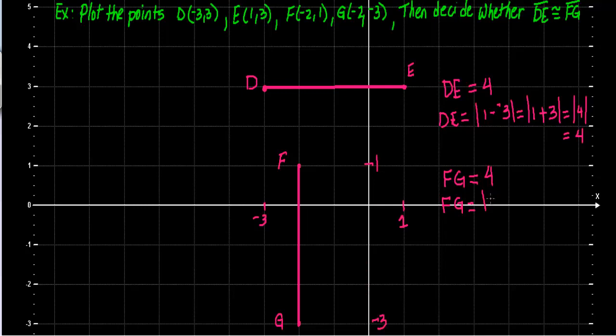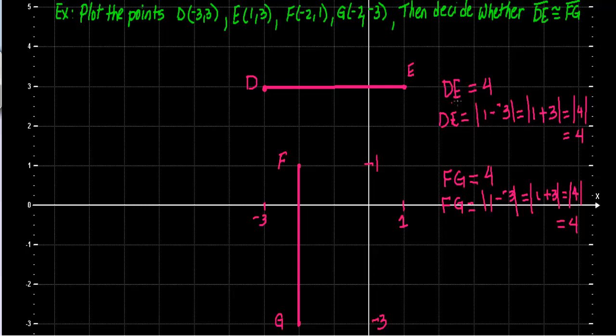So I would subtract 1 minus -3, absolute value, which is the same thing as 1 plus 3, absolute value, which is the same thing as the absolute value of 4, which is 4. So two ways of finding this, and you can use whichever way you want.